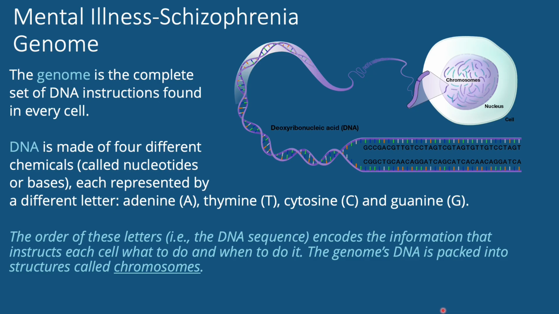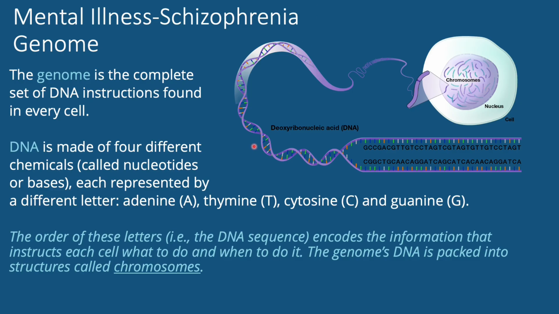Let's look at the genome. What is the genome? The genome is the complete set of DNA instructions that are found in every cell. As you can see here in the cartoon, this is a simplified representation of a cell. Inside the cell, you can see the nucleus. Inside the nucleus are those chromosomes we were just looking at.